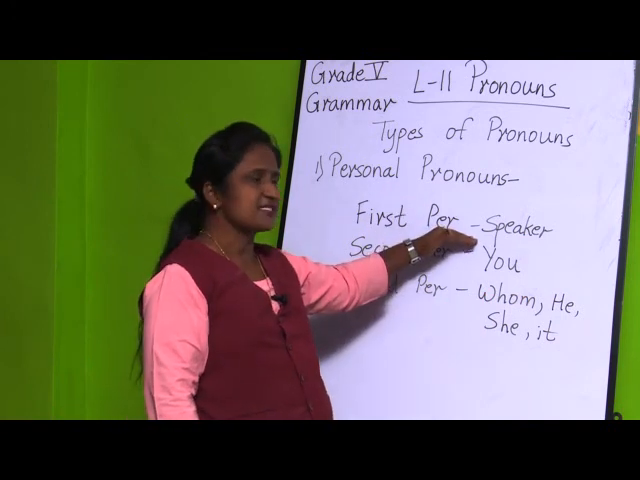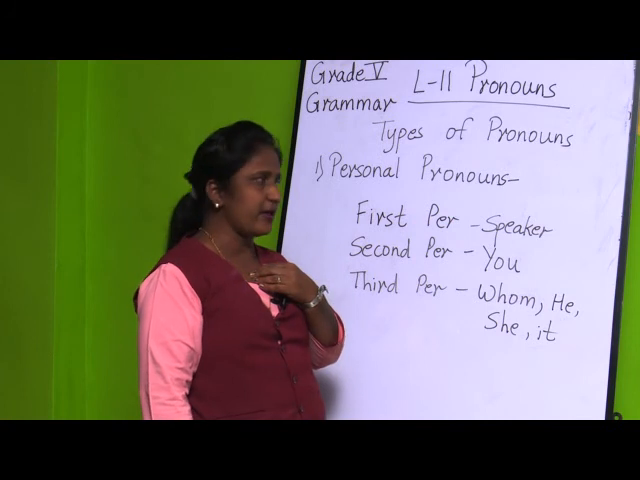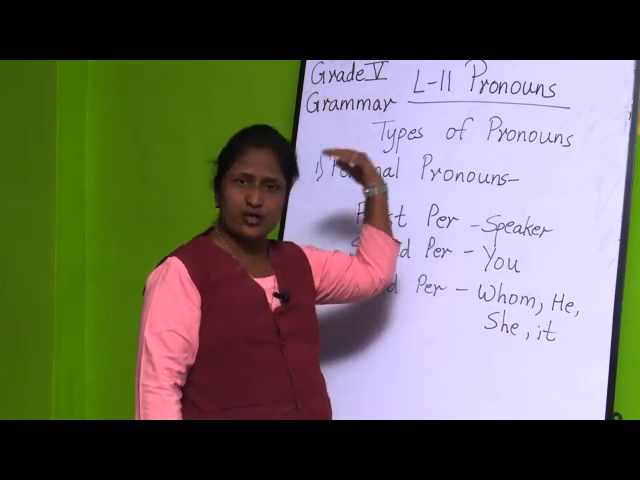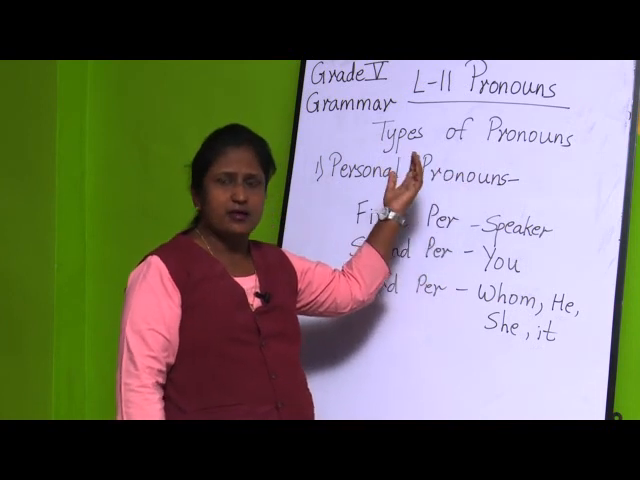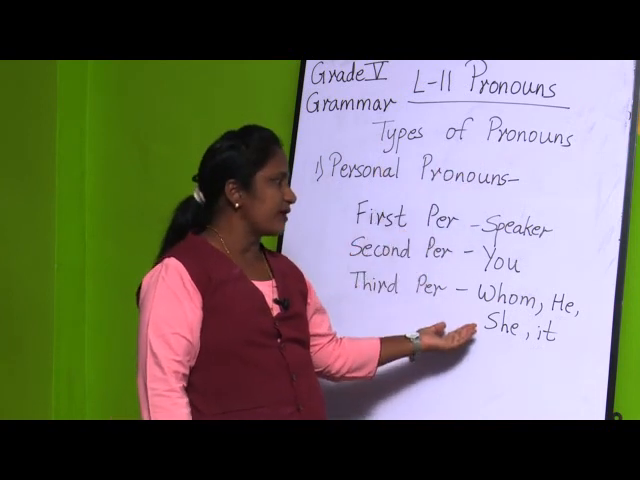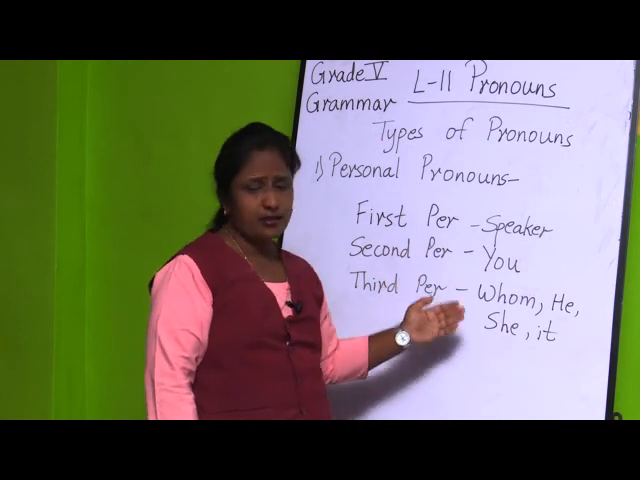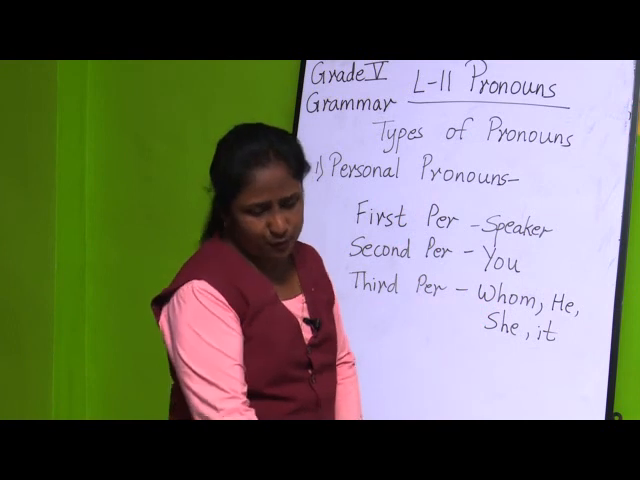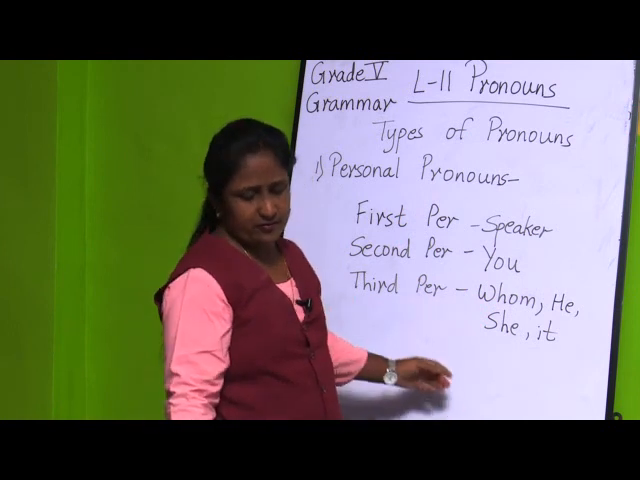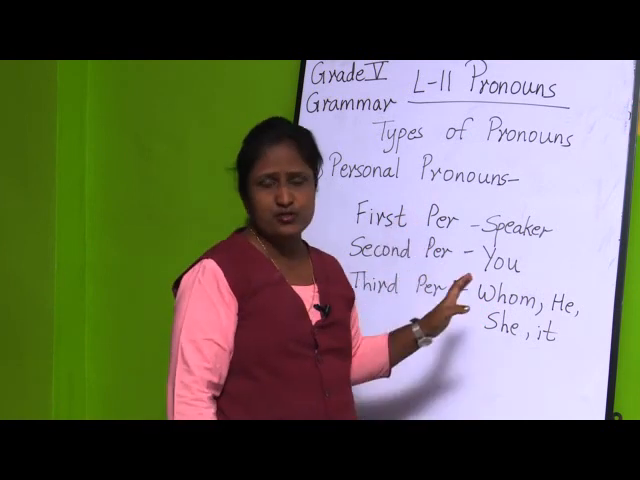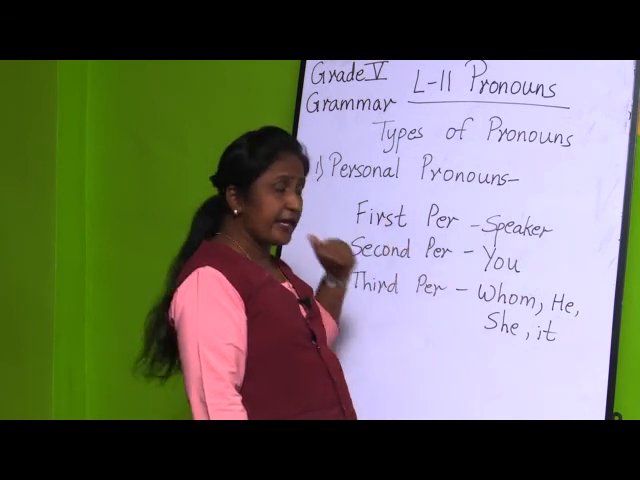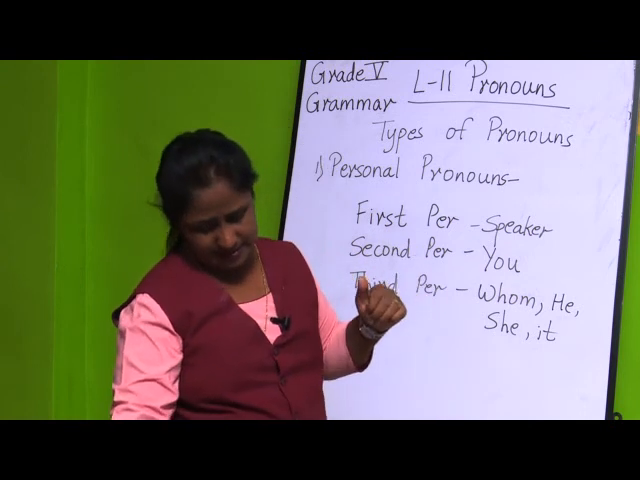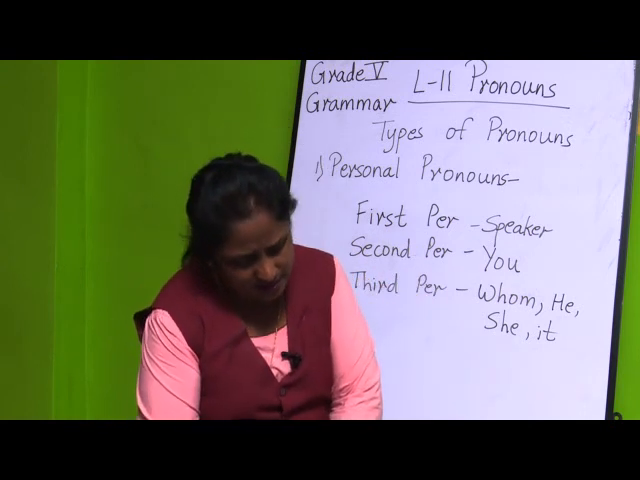So the first person is the speaker. Suppose I am speaking with you, then you are the second person. And suppose we are talking about any other person, animal or thing, they are the third person. So this was about personal pronouns. The words which are used for any person, place, animals and things are called personal pronouns.